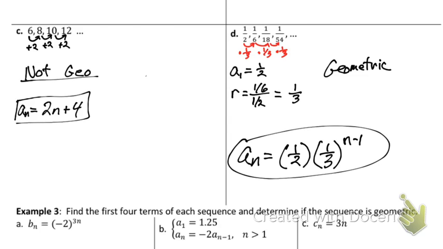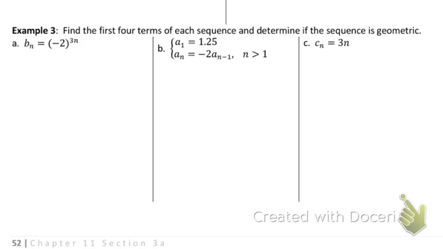Okay, moving on. So this one says b sub n equals -2 to the 3n. I can rewrite that because right now I don't know what the common ratio is. The common ratio only works when I have that fully simplified and I don't have a 3 in front of that n. Guys, make sure you pay attention.